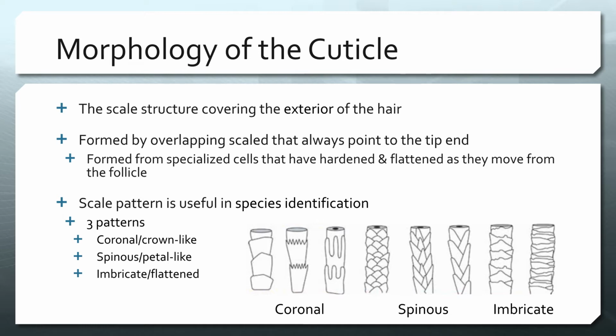Scale patterns are useful in species identification as well. There tend to be three patterns: coronal or crown-like, which resemble stacked paper cups; spinous or petal-like, which are triangular in shape and protrude from the shaft; and then imbricate or flattened, which consist of overlapping scales with narrow margins. The scale patterns aren't useful for characterizing individuals, but like I said, they're very useful for identifying species.